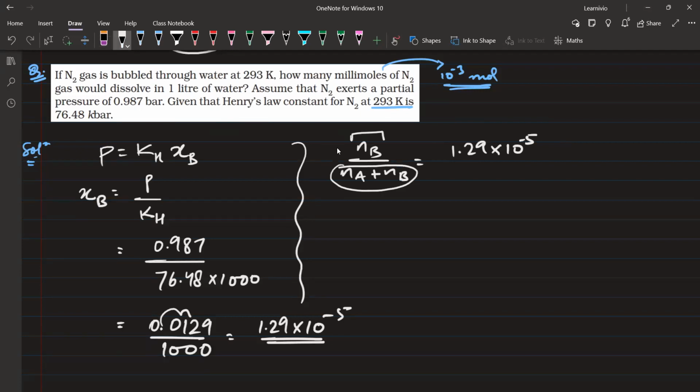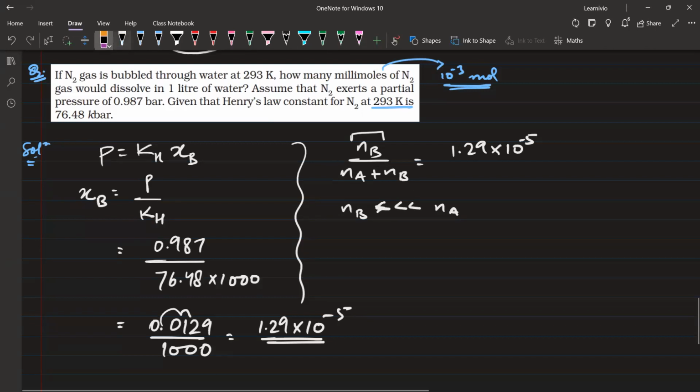It's only possible if the denominator is very large in comparison to the numerator. Does this make sense? Yes, sir. Right? Okay. Now, that means I can say the value of NB will be very, very small than NA. And if NB is very small, I can ignore it from the denominator.